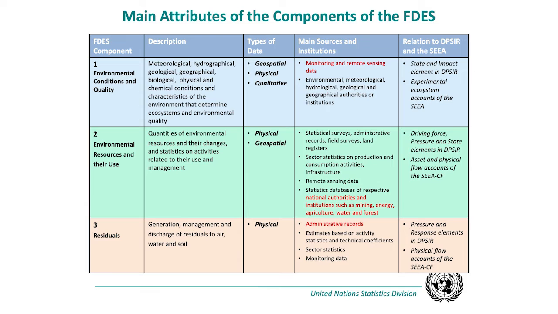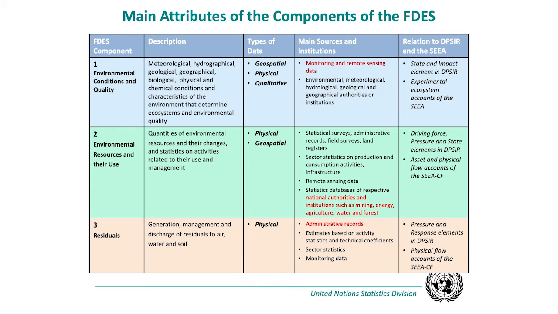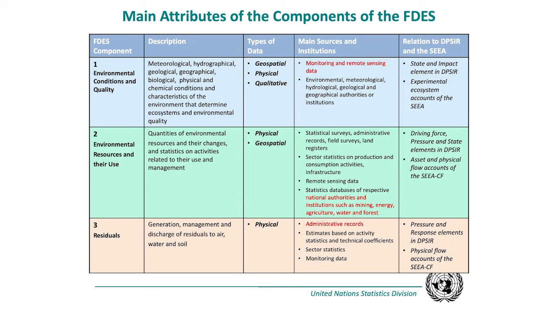It includes some key statistics, such as temperature, precipitation, air and water quality, desertification areas, forest areas, species, etc. Component 2 covers environmental resources and their use. These statistics are water and minerals, energy, timber resources, fisheries, aquaculture, and agriculture. Component 3 covers waste, that is, emissions to the air, solid waste, wastewater, toxic substances, etc.